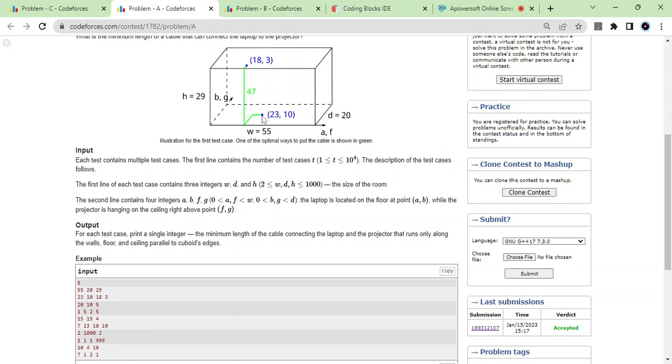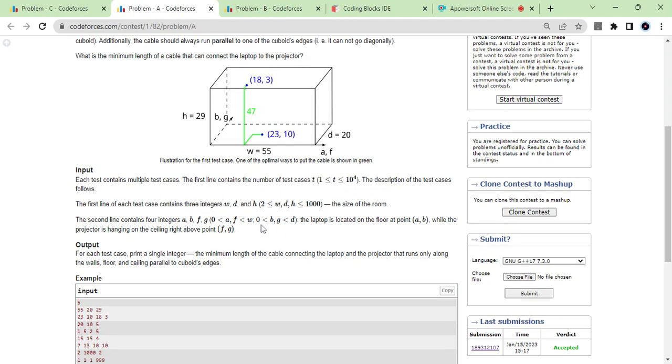At AB your laptop is present, and at FG your projector is present. You need to connect your laptop to your projector using a wire, and obviously you want the minimum length of this wire. But this wire cannot travel in the space dimension, you can say it's not freely hanging out. It's just going over the walls, like it can go into the base, go over the base.